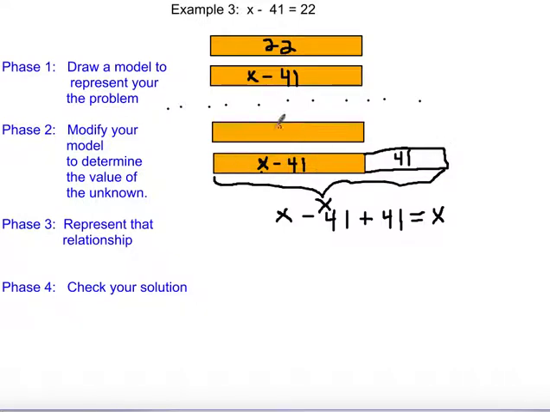But now if you notice, my tape diagrams are not the same length anymore. So what I have to do is extend the first tape diagram. If I extended it by a value of 41, then I must extend this first tape diagram by a value of 41. And now what I have is x minus 41 plus 41, and then this portion of my tape diagram, which we established earlier was equal to 22.